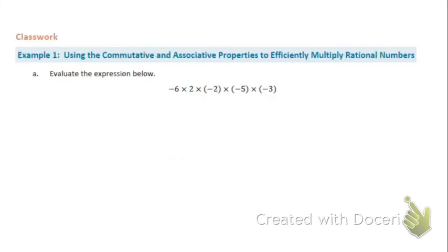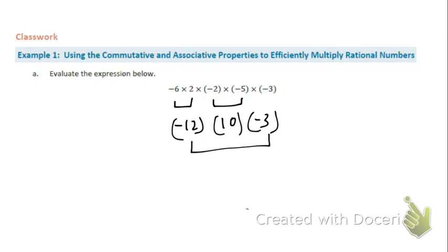Real quick, just about the previous problem. Another thing I could do here, remember what we know about multiplication is that you don't always have to multiply left to right. You can multiply in any order and get the same answer. So here, negative 2 times negative 5, I get positive 10. And negative 6 times 2 is negative 12. And I got negative 3 there. And then, let's see, negative 12 times negative 3 is positive 36. Times 10 gets you 360. So same answer we got before.